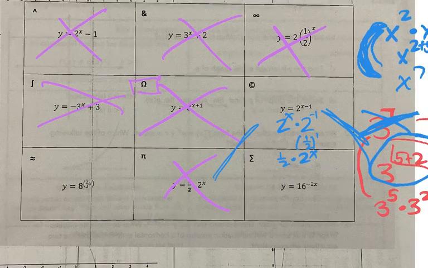So when did I do that? When my exponent had something being added or subtracted. So when I look at my other two, did they have exponents being added or subtracted?